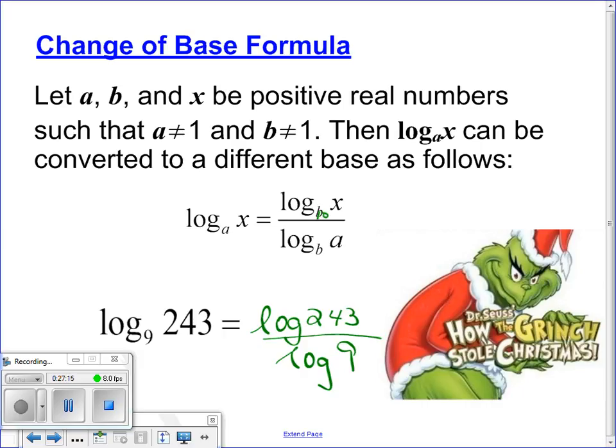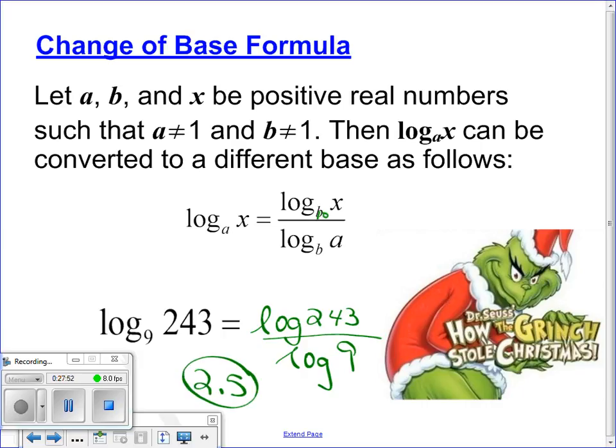So grab your calculator. If we use this formula, you can use it as a base 10. It allows you to switch it so you can use your calculator. It's a decimal because 9 to whatever power is not pretty for 243. So let's make sure we're all okay with the calculator. Let's hit log of 243 divided by log of 9. And it is 2.5.